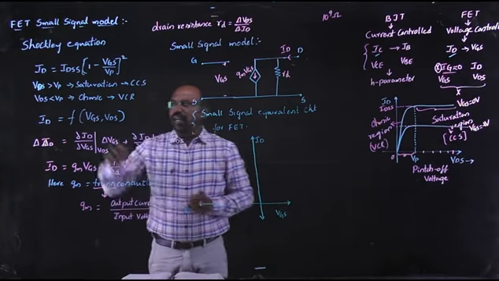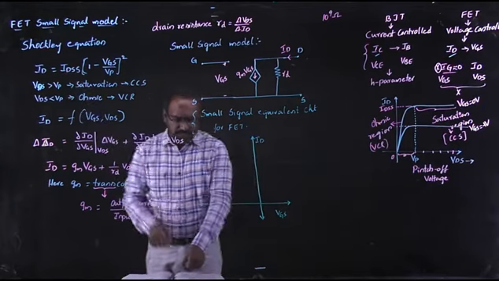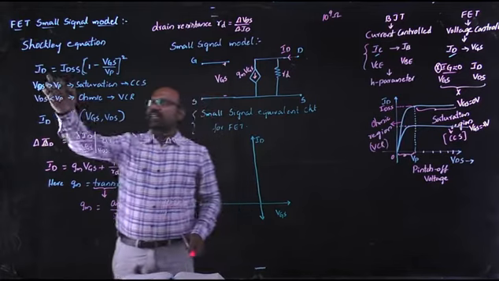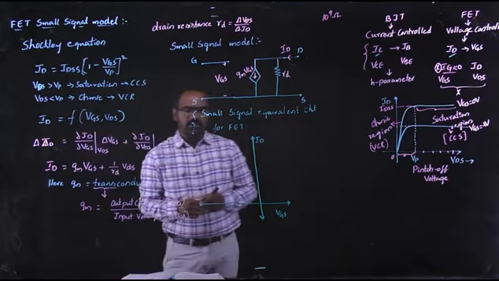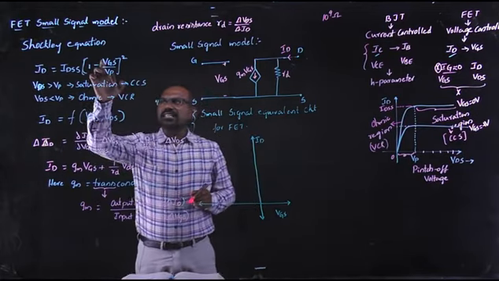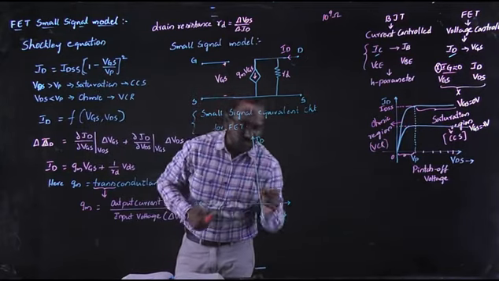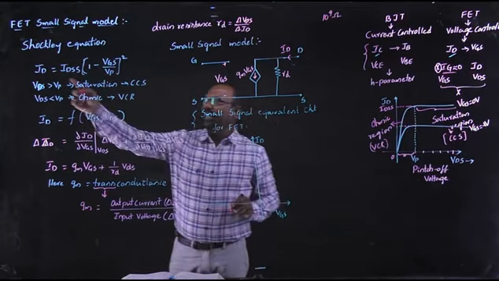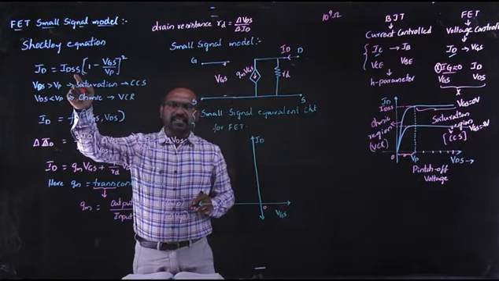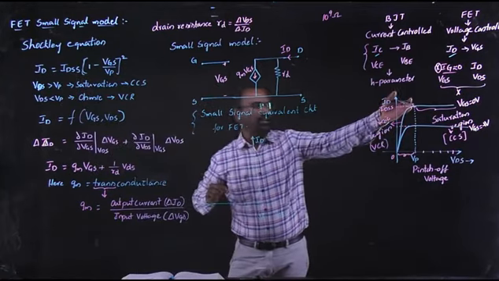We already know Shockley's current equation. This is my current equation: ID is equal to IDSS (1 - VGS/VP)^2. When VGS is equal to 0, the current is maximum, IDSS, the saturation current. How it came, you already know.